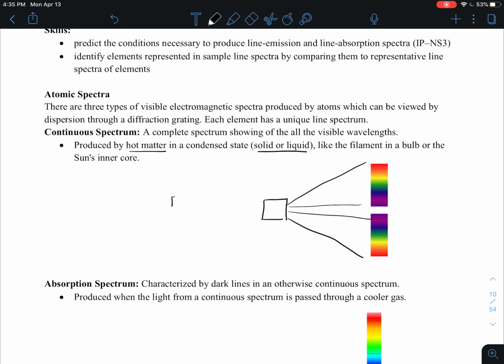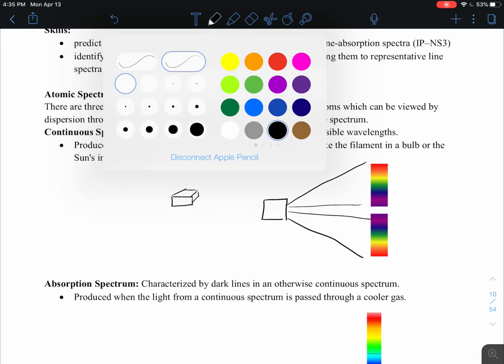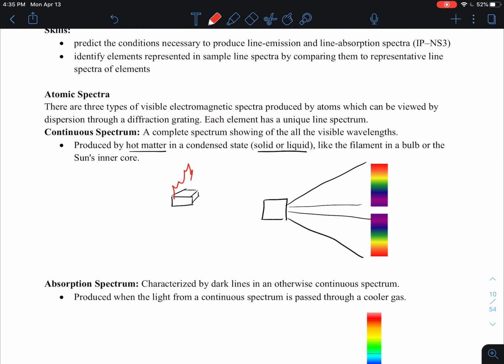So if I draw a brick or something like that, I'm going to say, hey, this brick is on fire. So I'm heating it, and then I put that light and focus it through this diffraction grating. It'll produce this rainbow effect both above and below. Usually a filament in a light bulb is a great example of this.